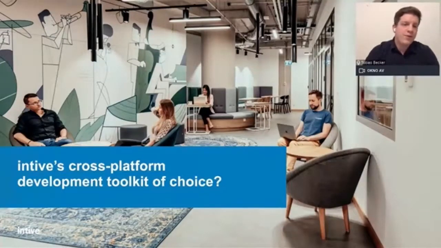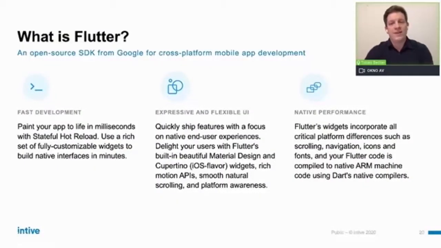And now let's jump into what is Intive's cross-platform development toolkit of choice. You might have heard it from how I talked about the technologies earlier. Our toolkit of choice is Flutter at this time. So what is Flutter? Flutter is an open source SDK developed by Google, and it's designed for cross-platform mobile app development. Flutter is advertised by Google with 3 main features: fast development, expressive and flexible UI, and native performance. So let's look into these and see what is interesting about them.